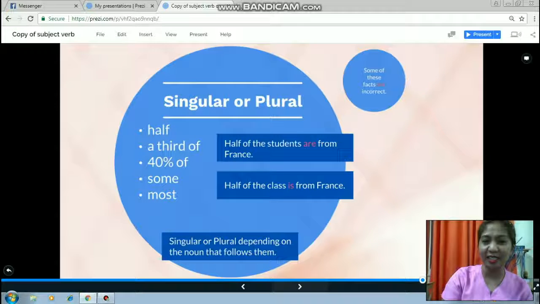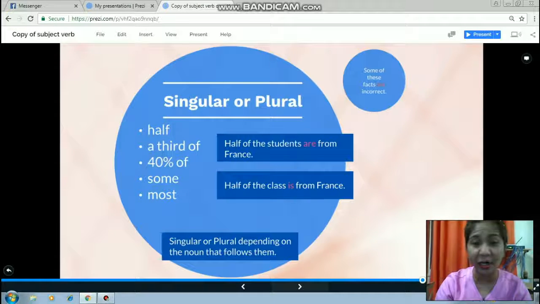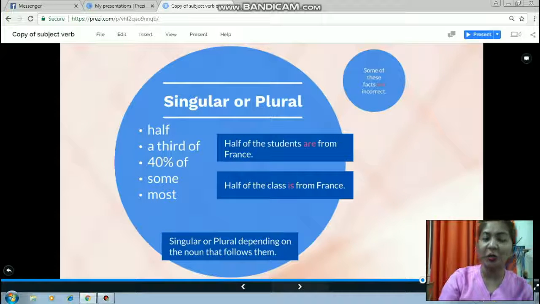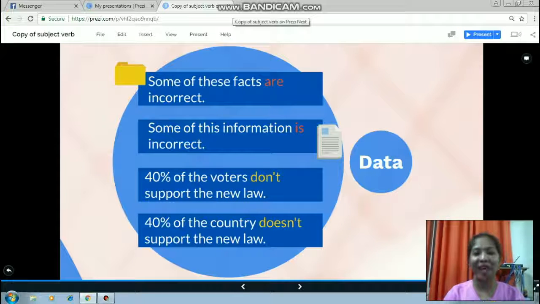In the next sentence, half of the class. Okay. Class is a group of people, but that is singular. That is why we use the verb is. Singular or plural depending on the noun that follows them. Okay, so always remember the noun that follows. Okay, next. Some of these facts are incorrect. As you can see, the phrase ended with the word facts. Facts is plural, that is why we use the verb are.